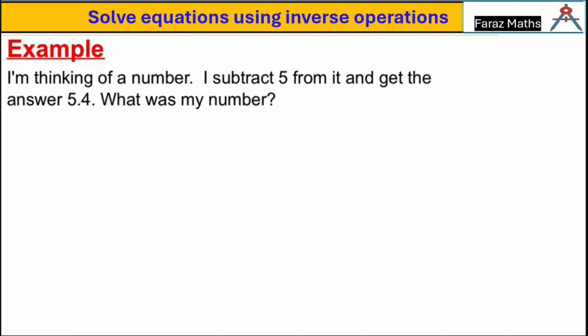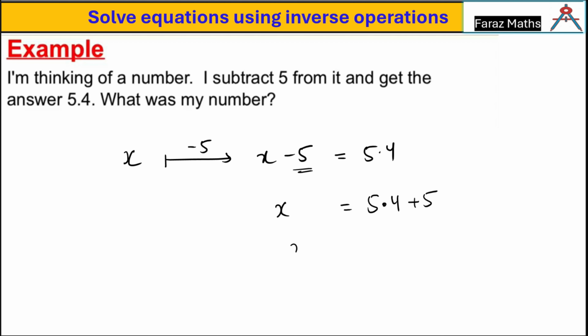Okay, coming to the next. I am thinking of a number. I subtract 5 from it and get the answer 5.4. What was my number? So I am thinking of a number, that number is x. I subtract 5 from it, which will make it x minus 5, and get the answer 5.4. So this will give me x equals, and then if we add 5 on both sides, negative 5 plus 5 will become 0, and you have to add 5 there. x equals 5.4 plus 5. So the answer would be 10.4.